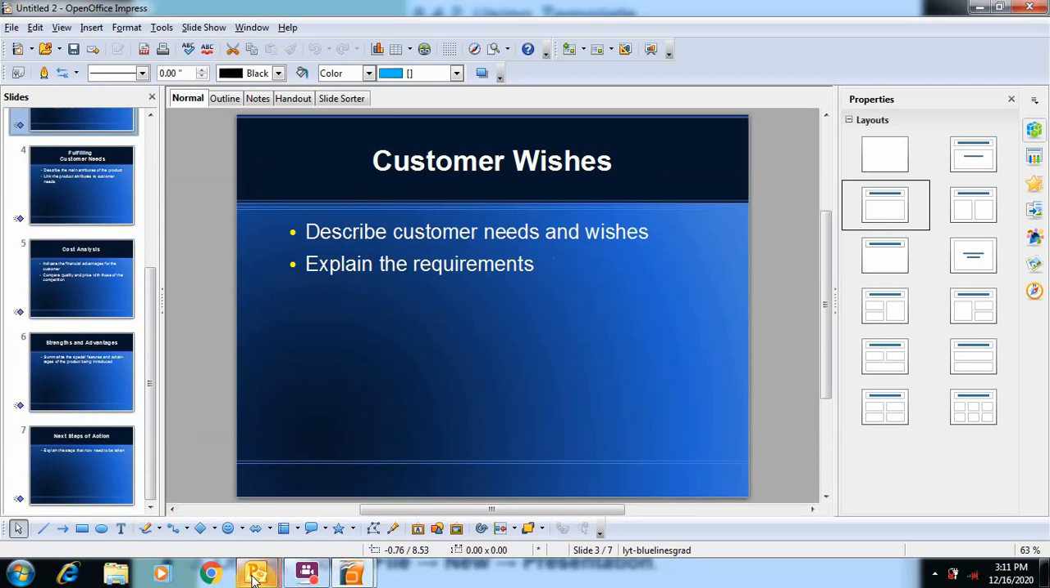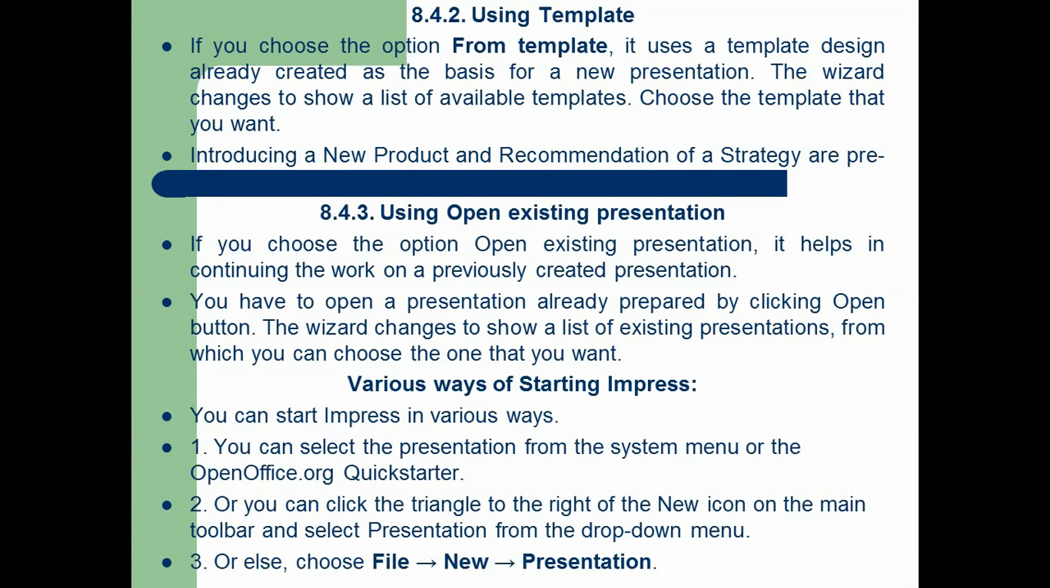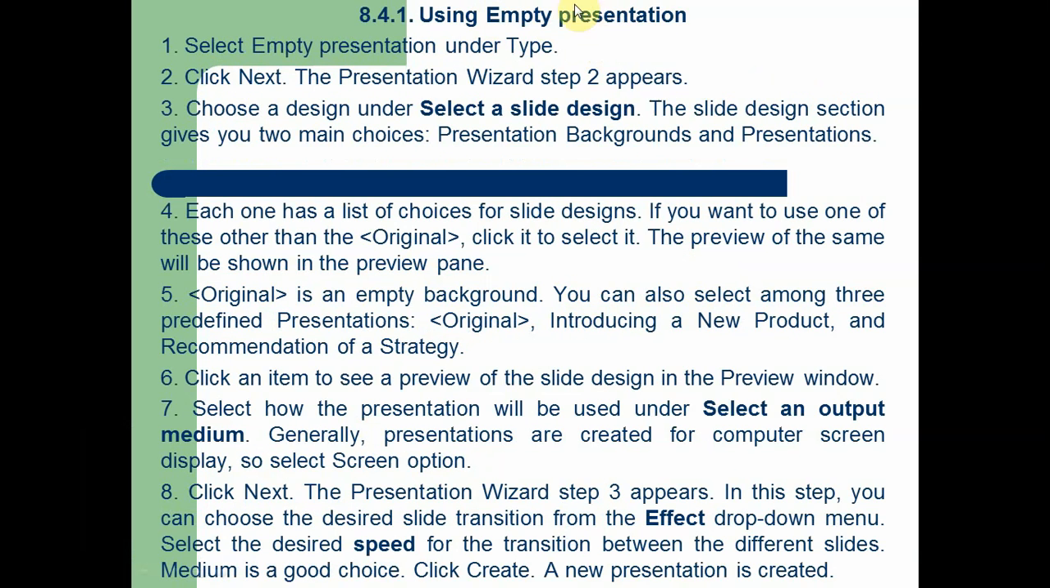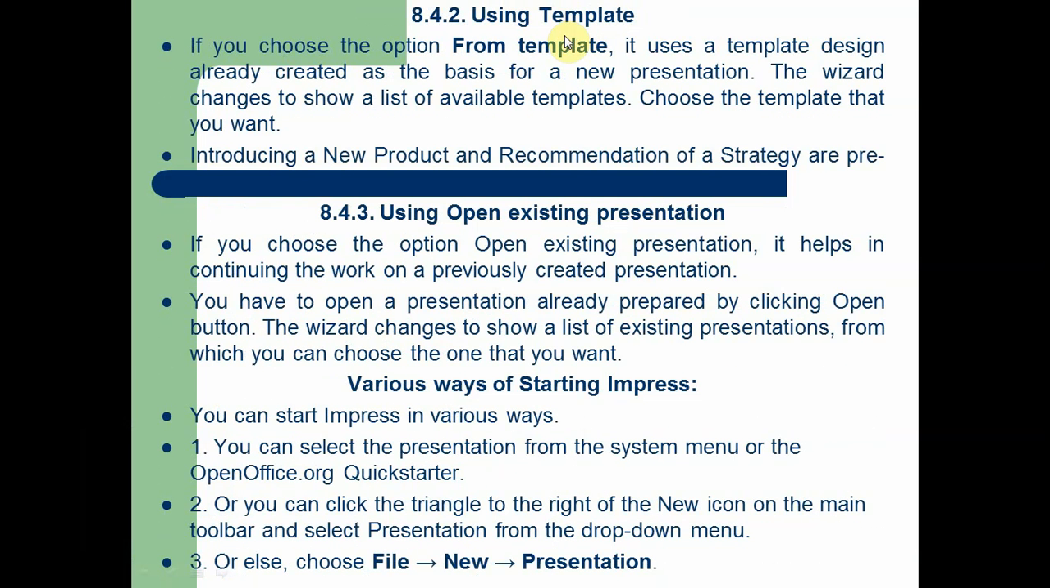After that, now we are going to see the next topic called open existing presentation. Now we know there are three options. One is using an empty presentation. The second one is template, which we executed now. The third option is opening an existing presentation. This option is used when you open any presentation which was already created and stored in your system. For that purpose, we can use this third option.